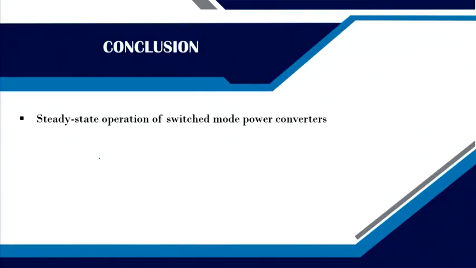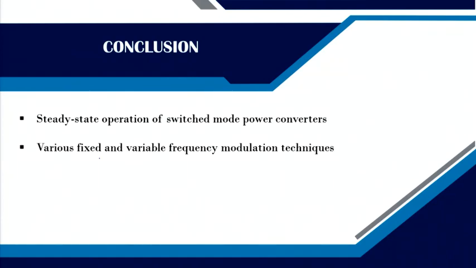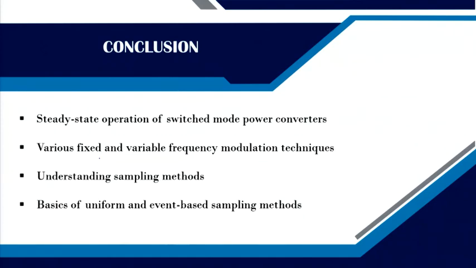So, in summary, we have shown steady state operation of switch mode power converters, and various fixed frequency and variable frequency modulation techniques are discussed. We have shown some basic sampling mechanisms, whether uniform sampling or event based sampling. Then where should we sample, because you need to accommodate the delay for the conversion and computation time. In the coming lecture, we will be talking about how we can incorporate this and come up with the architecture. Today, I think we got some basic idea about the sampling mechanism.